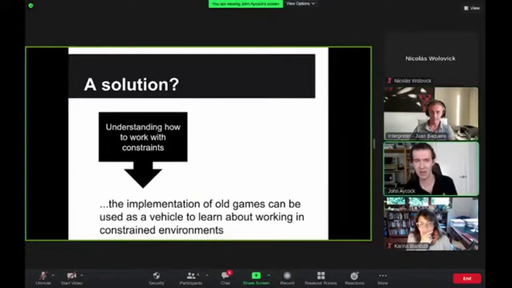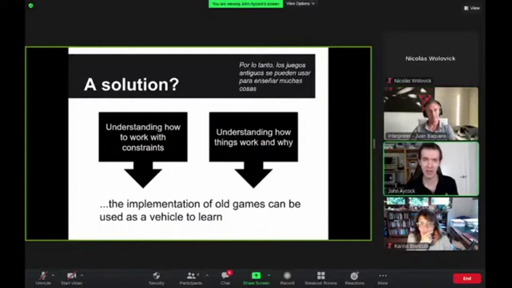First, understanding how to work the constraints, and second, understanding how things work and why.